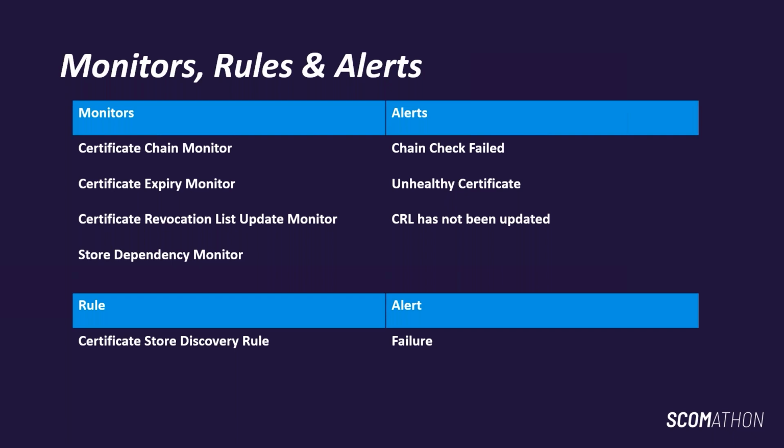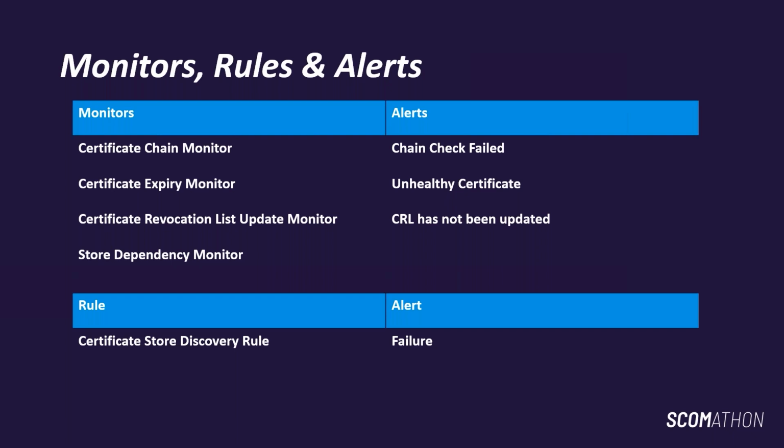Another one, we have the certificate expiry monitor. It will raise the unhealthy certificate based on the configuration that we selected in the override MP or administrative console settings. Another one is the certificate revocation list update monitor, which alerts when the CRL has not been updated based on the given thresholds, the threshold which we gave in the configuration of the override MP.